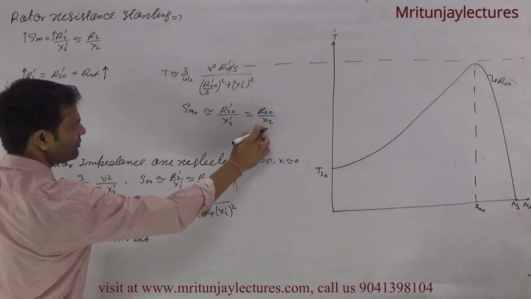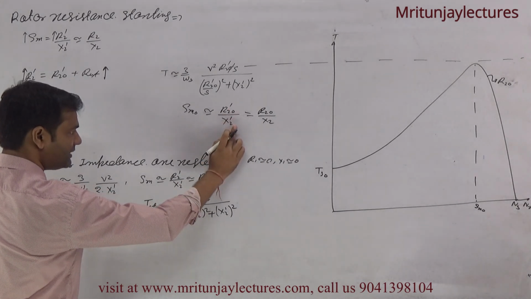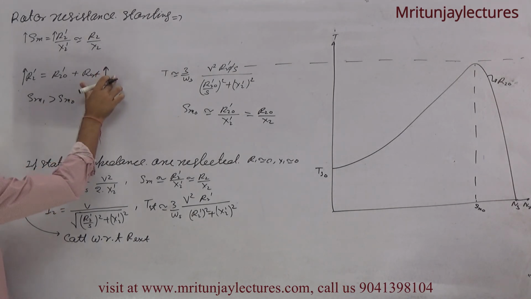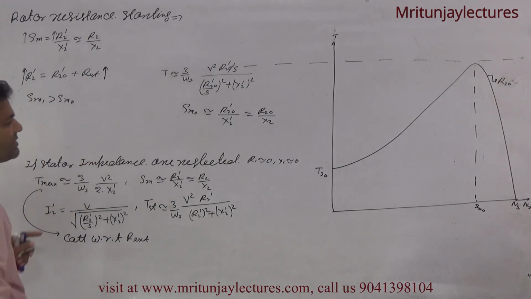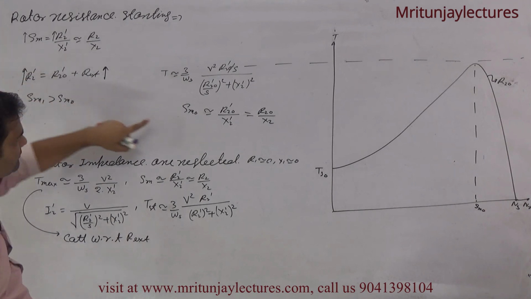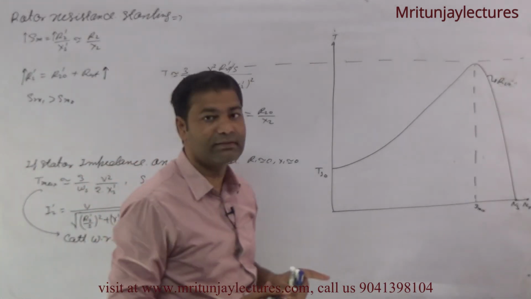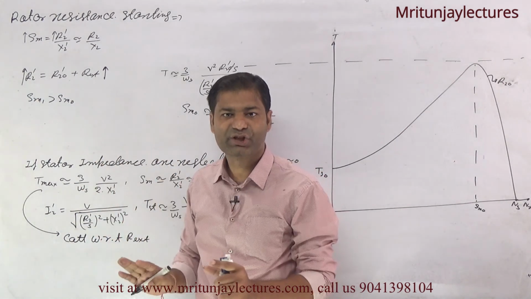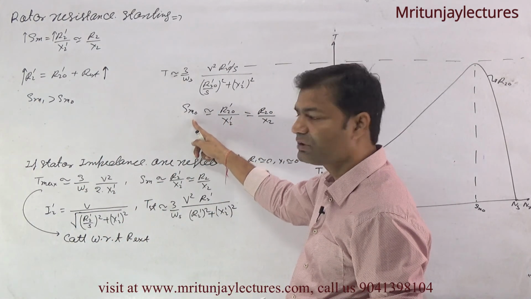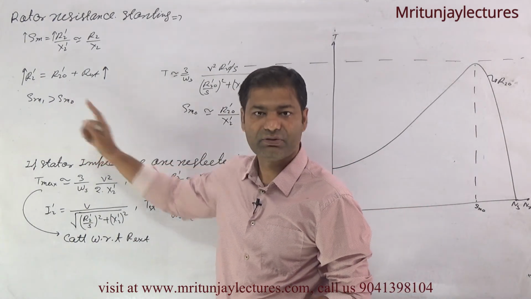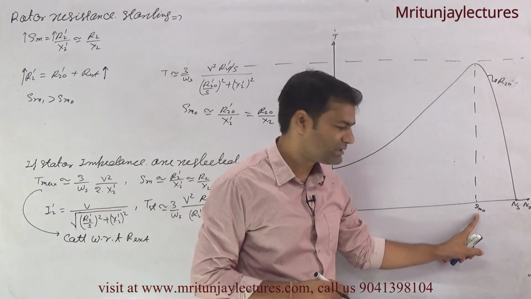SM0 corresponds to R2_0 dash divided by X2 dash. And if external resistance is added to the rotor resistance, then the rotor resistance corresponds to R2 dash, and the slip corresponds to SM1. If rotor resistance is not added, then the slip is SM0. So the relation between SM1 and SM0: SM1 is greater than SM0. Clear? This is SM0.